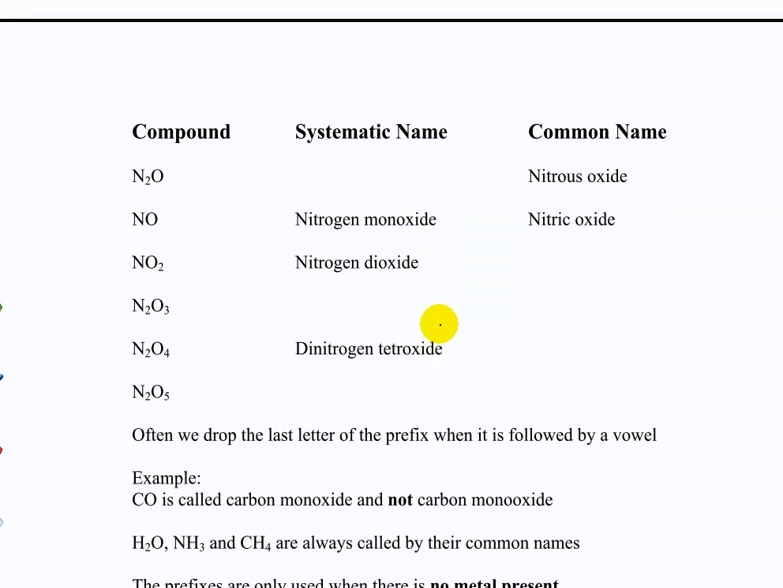So a compound of NO, we can recognize that as covalent because it doesn't have any metals in it. So the nitrogen and the oxygen are going to be sharing their electrons. So if we have something like N2O, we say, okay, there's two nitrogens, there's one oxygen. The name of that then is dinitrogen monoxide. However many nitrogens there are, however many oxygens there are.